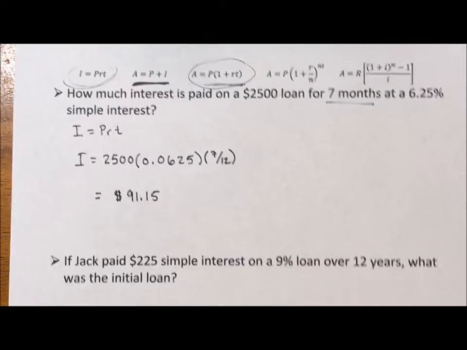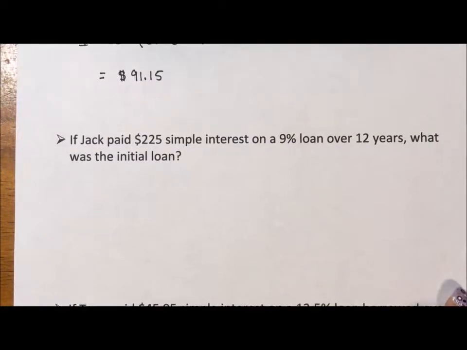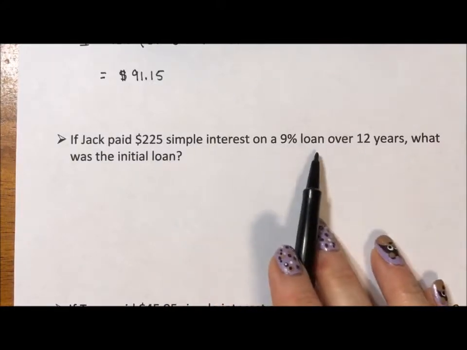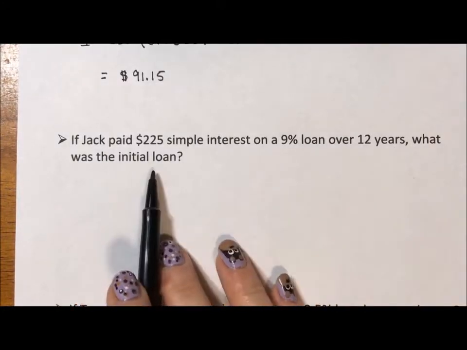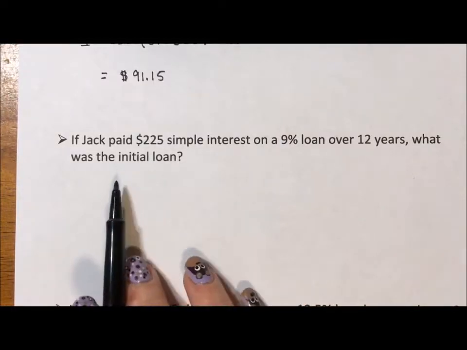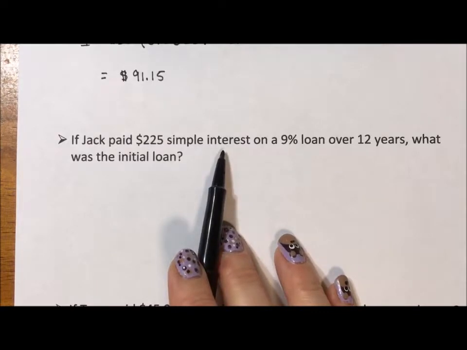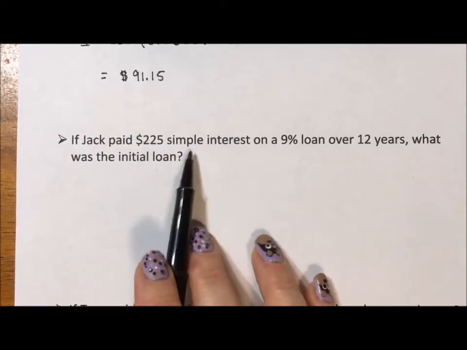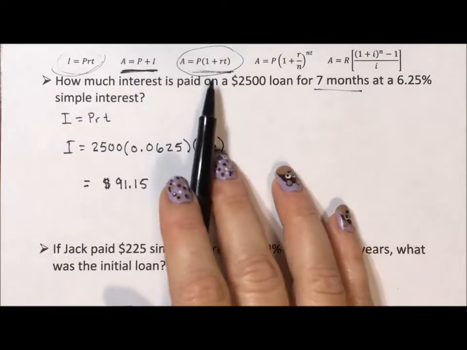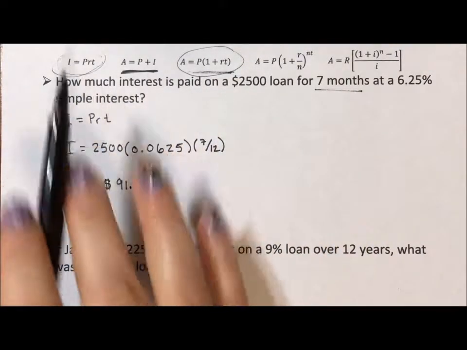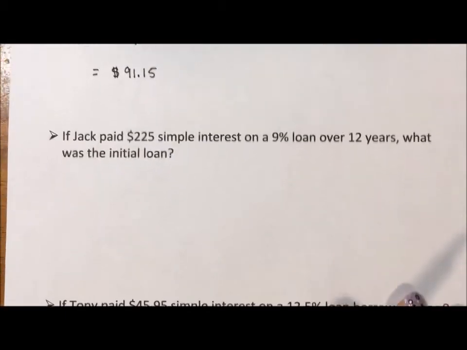All right, for my next example, it says if Jack paid $225 simple interest on a 9% loan over 12 years, what was the initial loan? Well, we're kind of stuck with that same equation again because we only have the amount of interest and we can't backwards navigate on a more complicated one. We could. It would just be really a lot more painful when we have an actual interest formula to use.